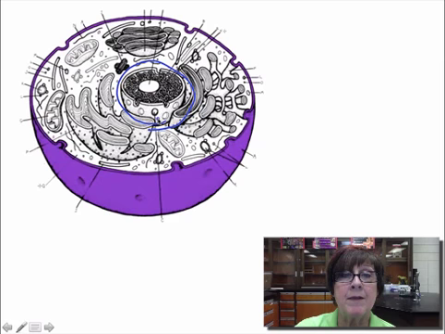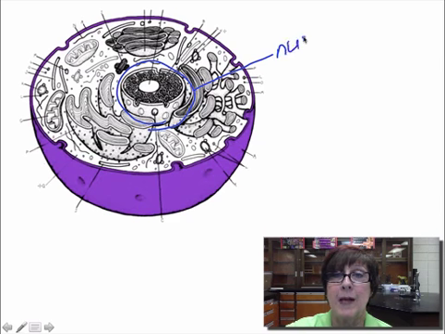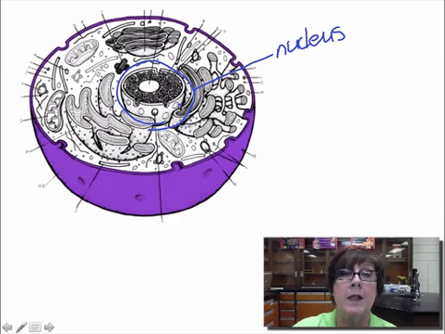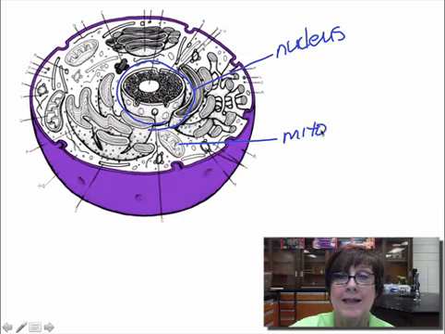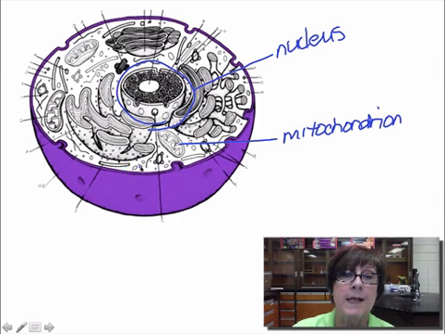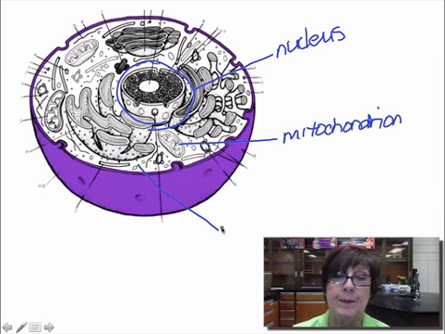What is the name of this cell part? That's right. This is the nucleus. This is where your DNA is found and where all of the control of the cell is found. What is this cell part? This is the mitochondrion. This is where food is broken down for energy. What are these small black organelles in this picture? Yes, those are the ribosomes. Ribosomes are where proteins are made.